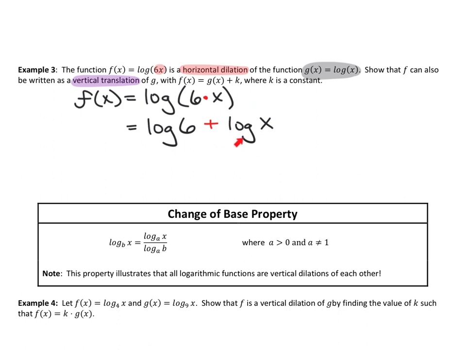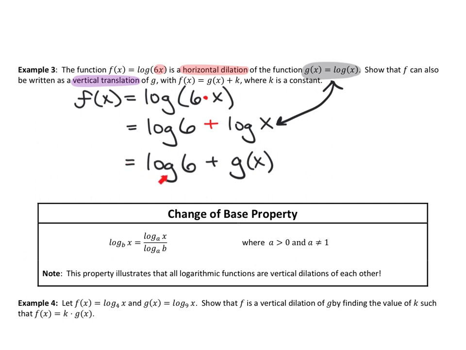In this problem, log of x is our g function. So if I rewrite that as g, this is going to say log of 6 plus g of x. Again, if you're wondering where that came from, right here. So the question is basically saying to write it as a vertical translation. We are technically done. If you notice, we have g of x, and we are adding some value to it.